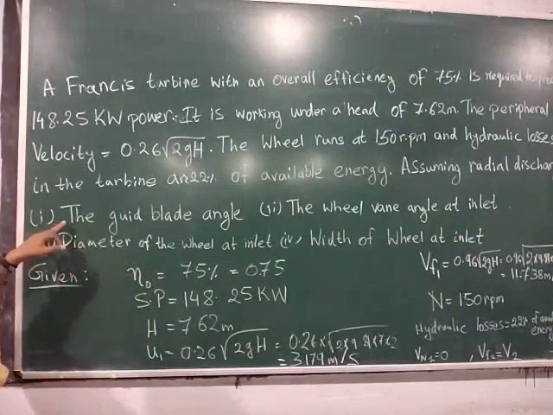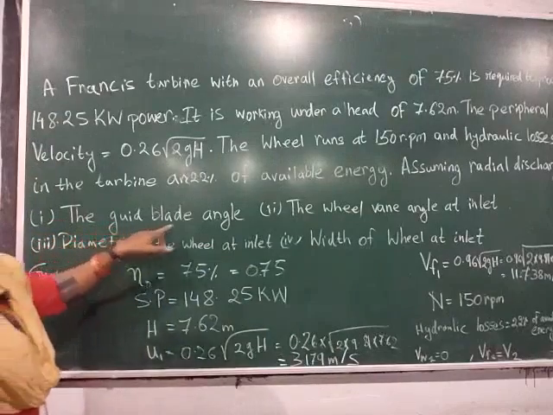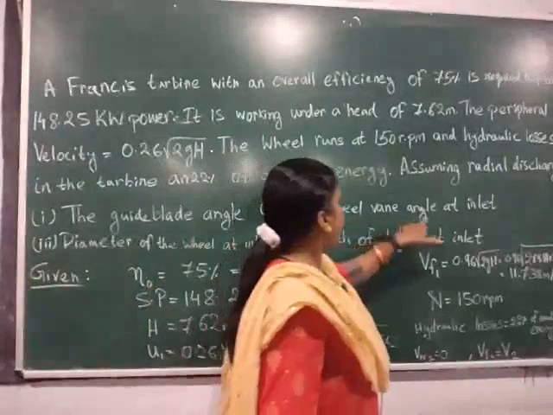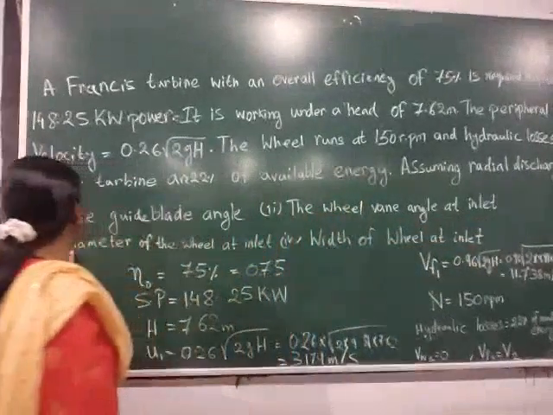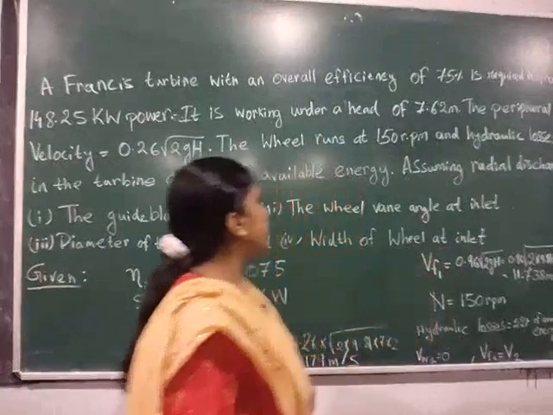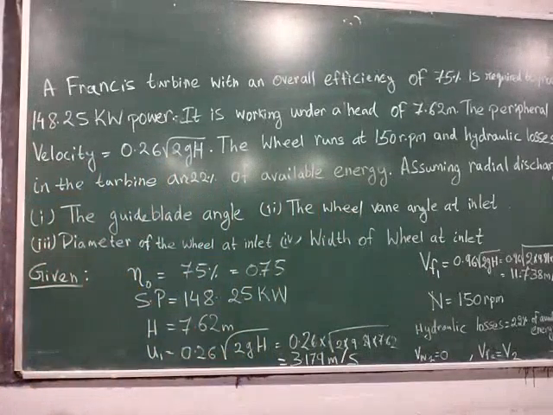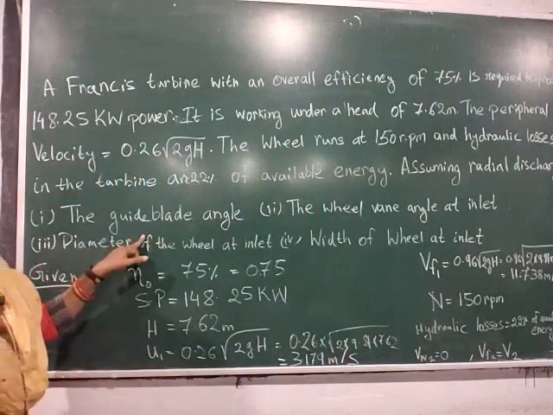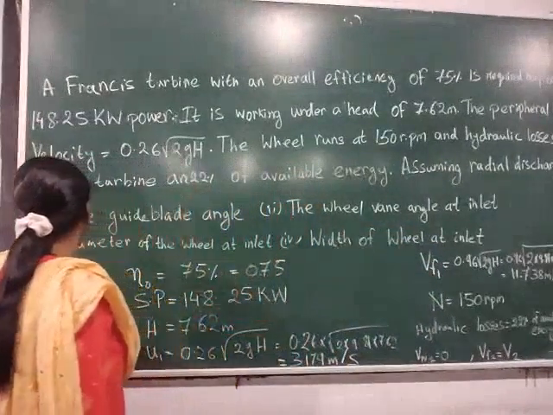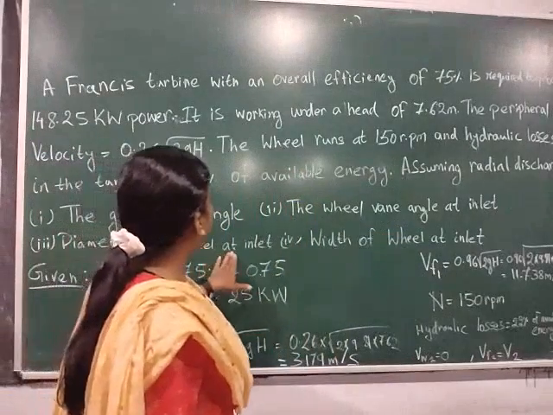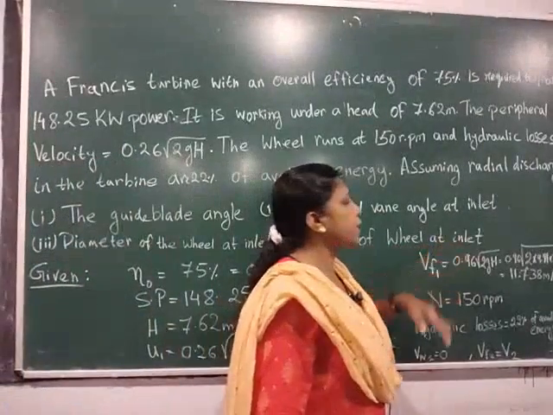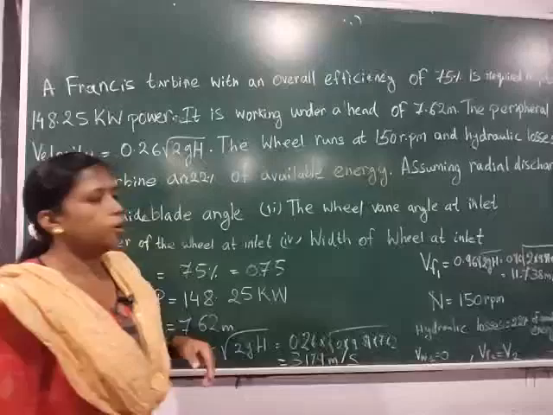find out: the guide blade angle, the wheel vane angle at inlet, the diameter of the wheel at inlet, and the width of the wheel at inlet. So the guide blade angle means we have to find out alpha. Next, the wheel vane angle at inlet means theta. Next, the diameter of the wheel at inlet means you have to find out D1, and the width of the wheel at inlet means you have to find out B1.